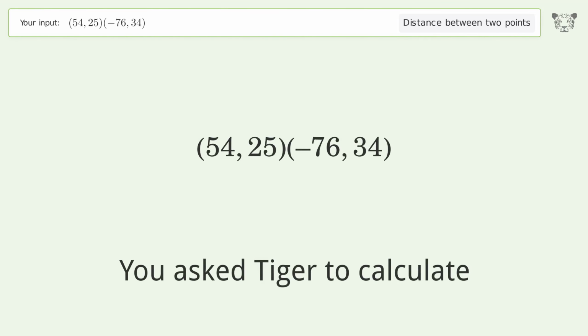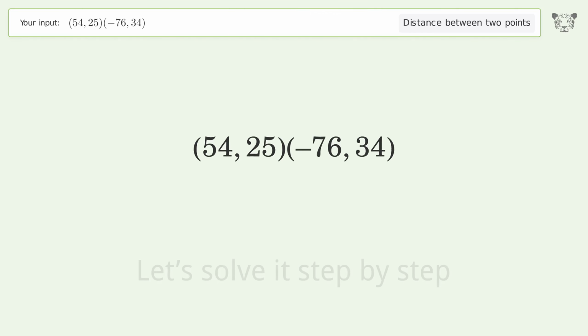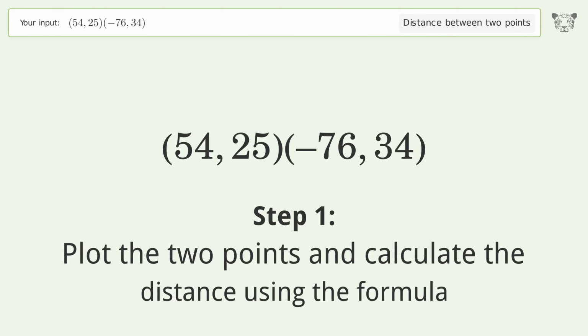You ask Tiger to calculate. This deals with the distance between 2 points. The distance between the 2 points is the square root of 16,981, or 130.311. Let's solve it step by step. Plot the 2 points and calculate the distance using the formula.